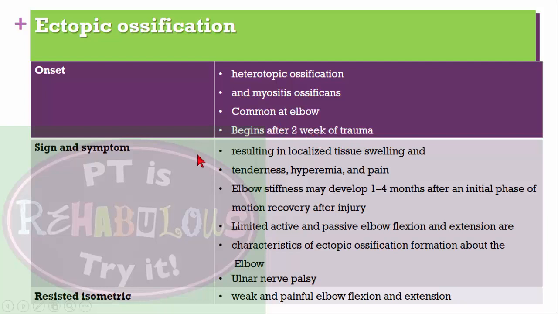Signs and symptoms: a patient may have localized tissue swelling, tenderness, hyperemia, and pain. Elbow stiffness may develop within 1 to 4 months after the initial phase of motion recovery after injury. Means if a patient has an injury and the initial phase is there, elbow stiffness develops in 1 to 4 months. Limited active and passive elbow flexion and extension are characteristic of ectopic ossification formation about the elbow. Ulnar palsy may be there, with resisted isometric testing showing weak and painful elbow flexion and extension.